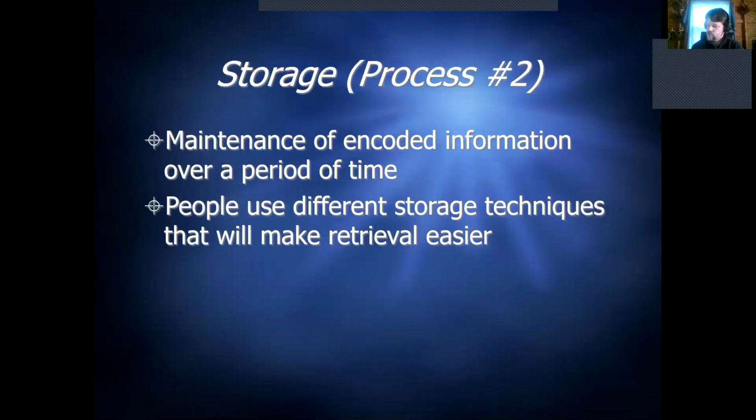All right, process number 2 is storage. We've covered the first process, encoding, visual codes, acoustic codes, semantic codes, and now we're on storage. The definition that you need to know is maintenance of encoded information over a period of time. Kind of a goofy definition. Basically, encoding is how you put it into storage, and then how your memory is maintained in your brain is storage. So people use different storage techniques that will make retrieval easier.